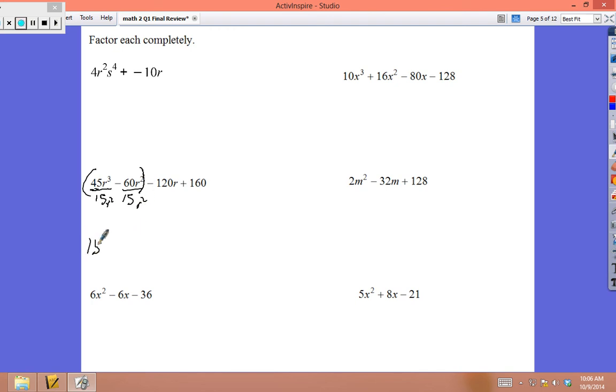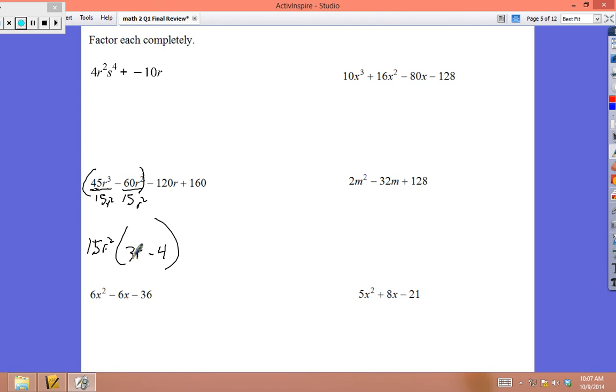So 15R squared multiplied by 45 divided by 15, that's 3. R cubed divided by R squared is R. A negative 60 divided by 15 is just going to be a negative 4. And R squared divided by R squared is just 1, and 4 times 1 is 4. So there you go.